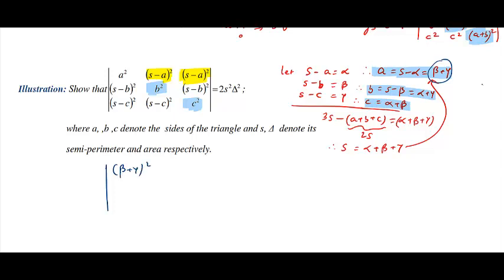S minus a is alpha square. You can make out here s minus a is alpha square. Then this is again alpha square. S minus b is beta square. The value of b is (alpha plus gamma) whole square. S minus b is again beta square. And then you have gamma square and (alpha plus beta) square. We get this value.